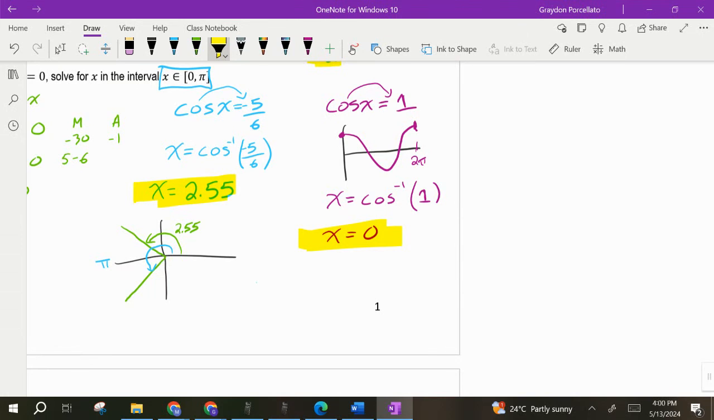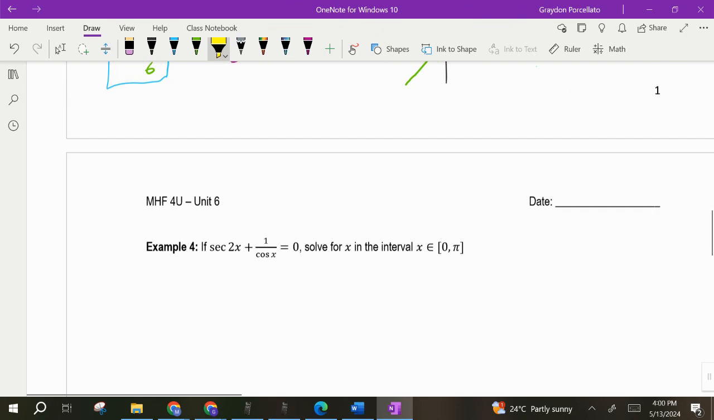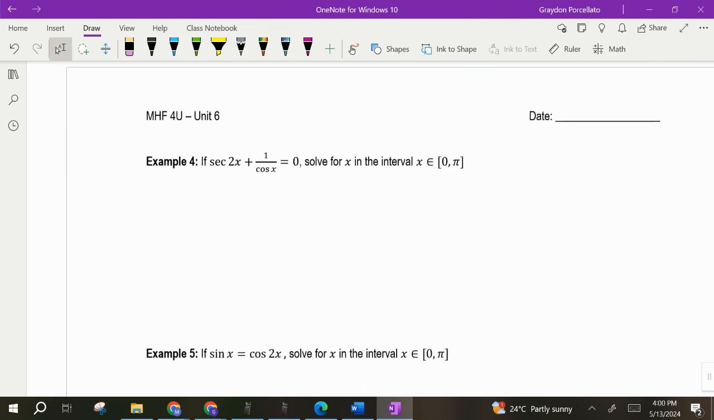Three examples left. Okay, let's try another one. This question here is a little bit more complicated because it is looking at a reciprocal function. So with this one, this is the last example I'm going to do in this video, and then I have to leave, and I'll film the second half of this a little bit later. So with this example here, notice that we have secant and we have cos.